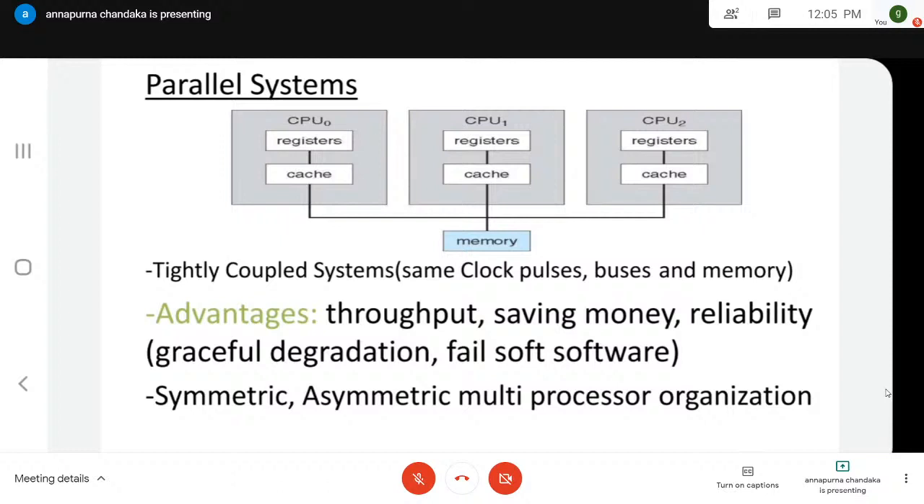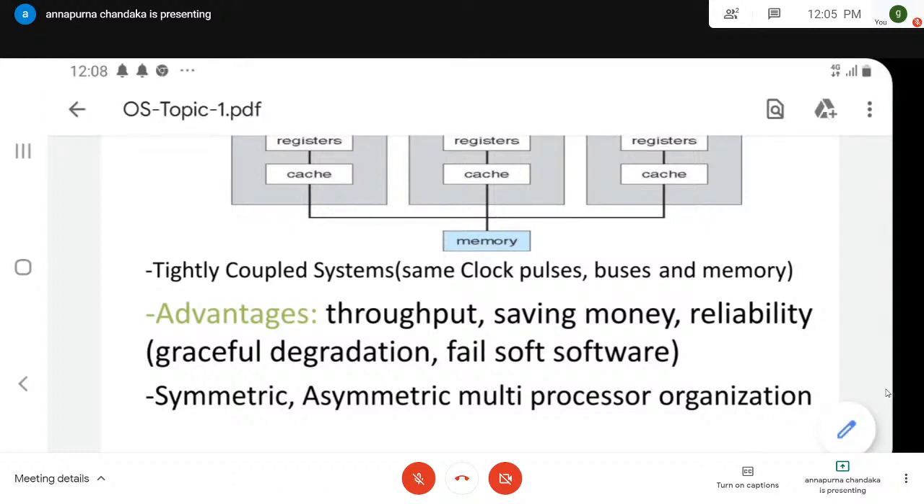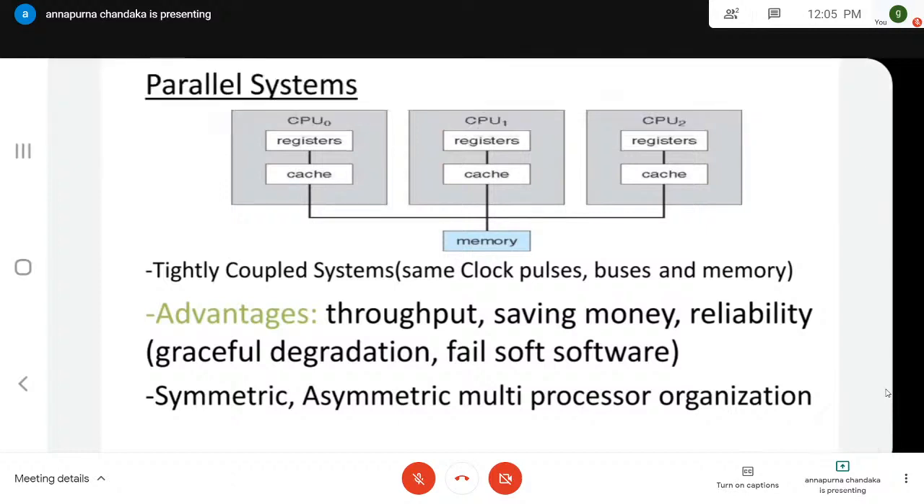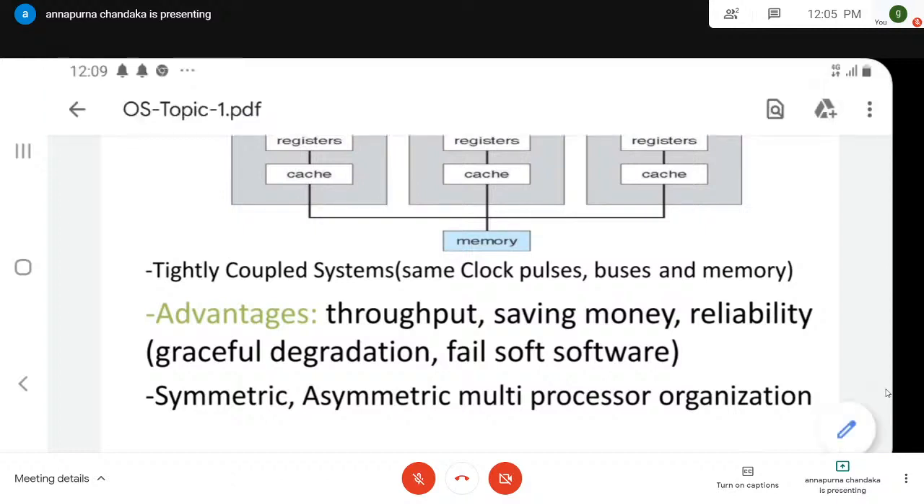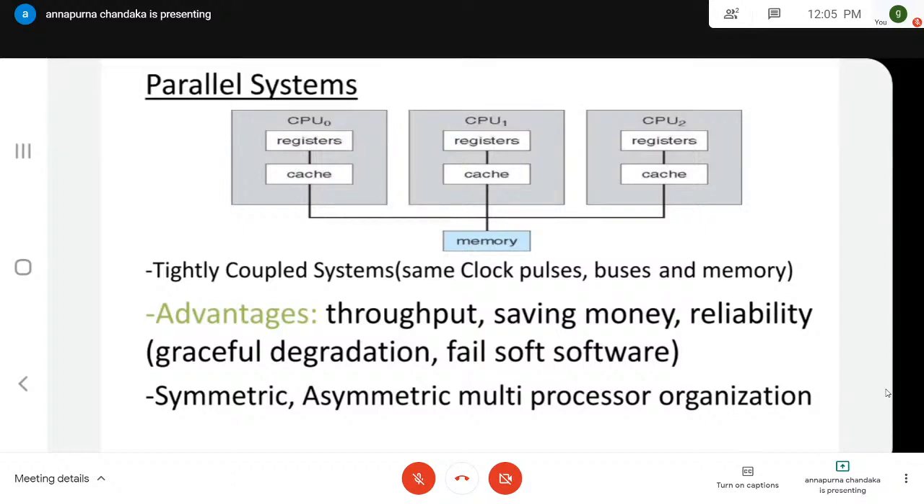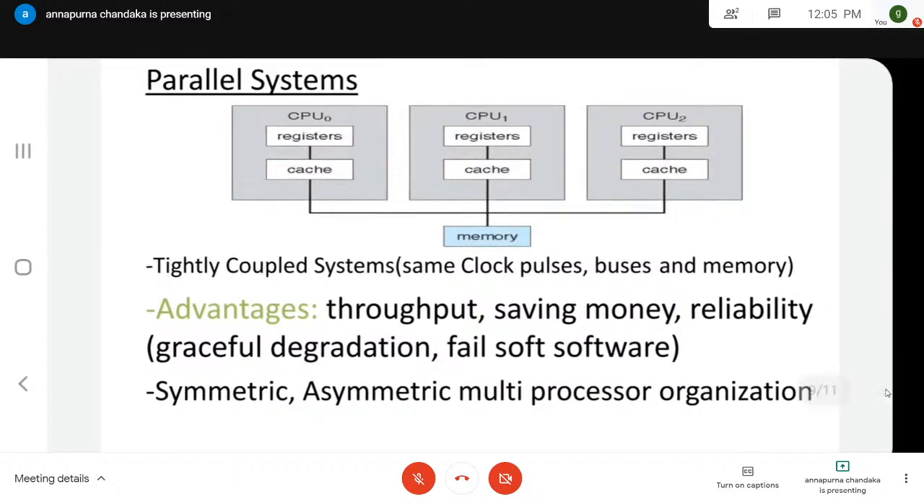That implies even if a processor fails, its work is taken over by the rest of the processors, the system does not go down, and it continuously keeps working. Such a concept is known as graceful degradation. If any software has been implemented using the graceful degradation concept, such software is called fail soft software.